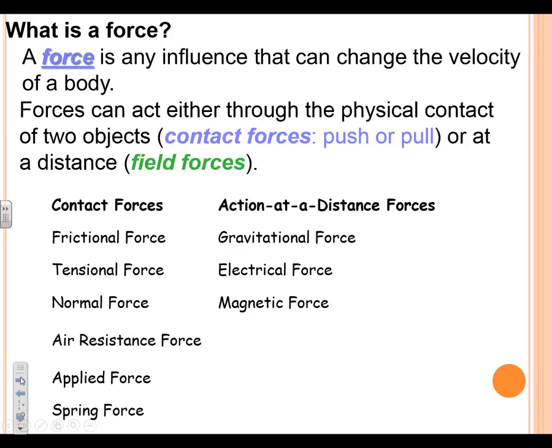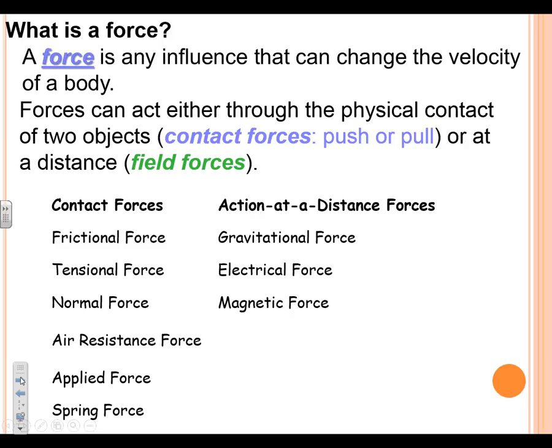We'll deal with frictional force in this class. We'll deal with tensional force, which is any type of ropes or strings, things like that. We'll deal with the normal force. We'll deal with an air resistance force, which is really just a frictional force, a specific frictional force. We'll deal with an applied force, which is actually something that you put into it. And we'll deal with spring forces.